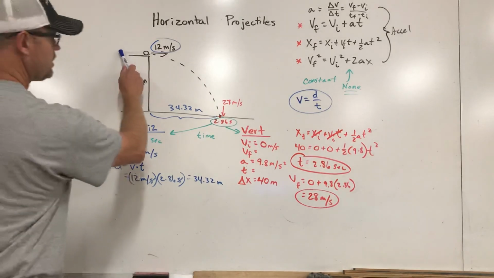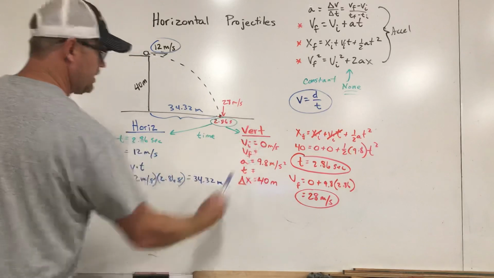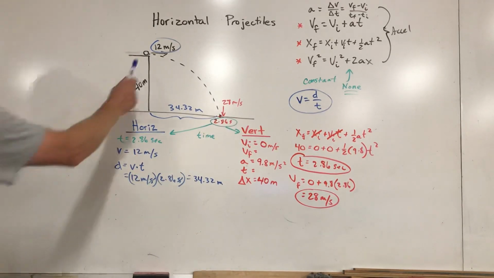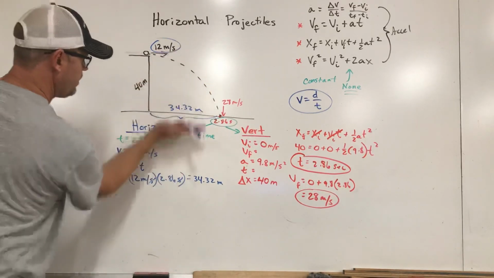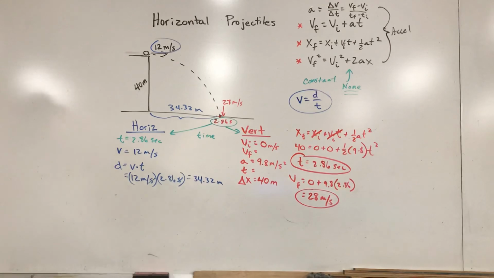If I kick this off that hill at 15 meters per second, it wouldn't matter for this. It doesn't affect how long it takes it to hit the ground. Okay, that's what gravity does. This speed doesn't affect this speed. But the two of them share the same time of flight, and we can use that to connect the dots.